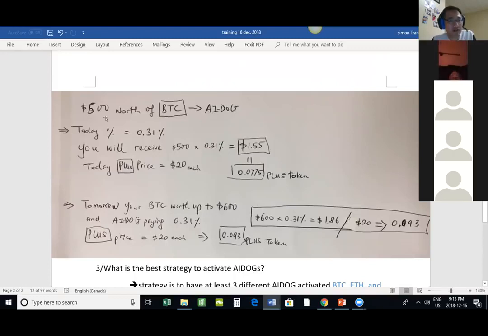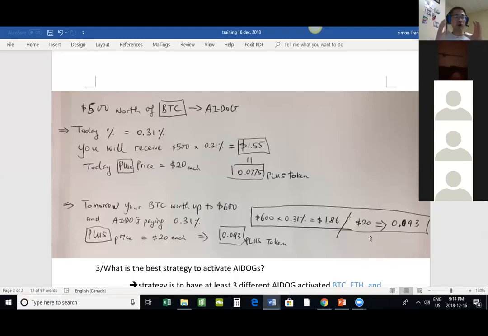$500 worth of Bitcoin. So they will use $600 multiplied by 0.31%, and then you will get $1.86 instead of $1.55. And then they will also divide by the Plustoken price, $20, and then you will get 0.093. That's how you calculate how much Plustoken you're getting every single day.